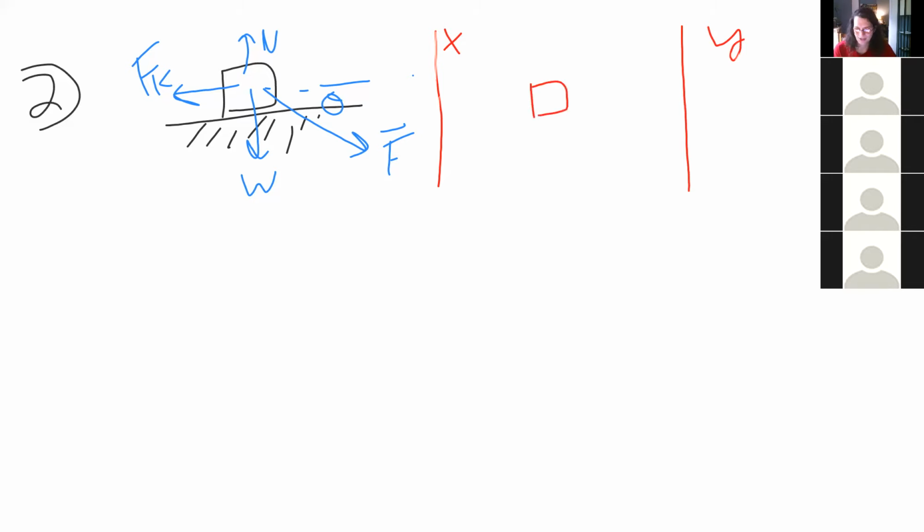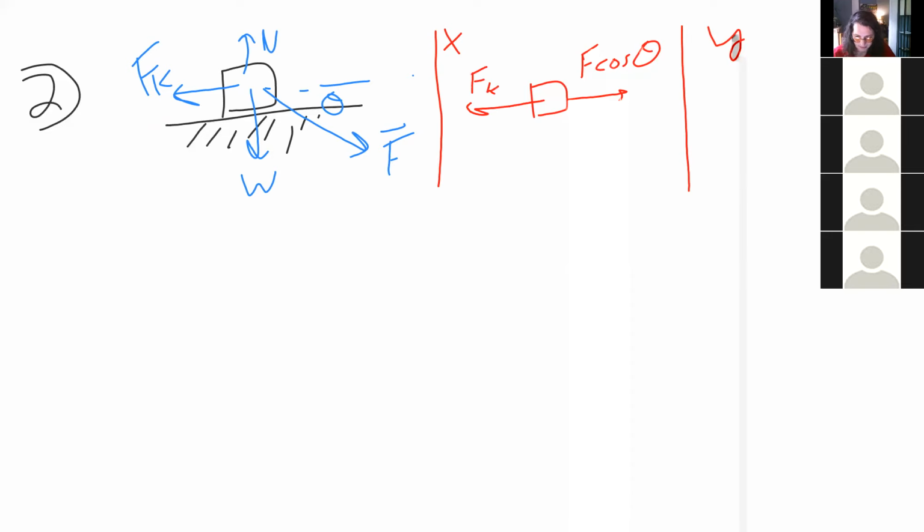What are our x direction forces? We have a component of our applied force. Since our angle theta is given off of the horizontal, we could say that it would be this applied force times the cosine of the angle theta. What is opposing the direction of our motion? We have just the coefficient of kinetic friction in the other direction.